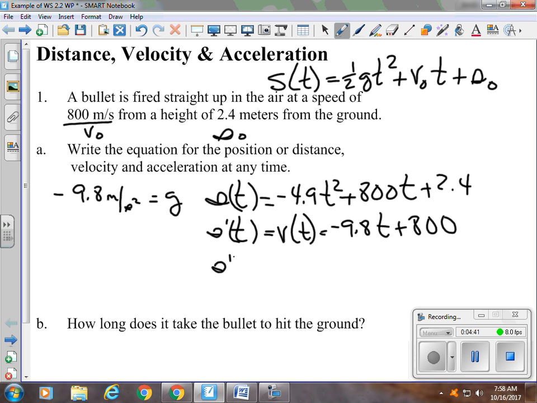And then the second derivative of our problem is acceleration due to gravity. And of course, if we take the derivative of that, we actually get the gravity number because it becomes a constant. And that's what acceleration due to gravity is.